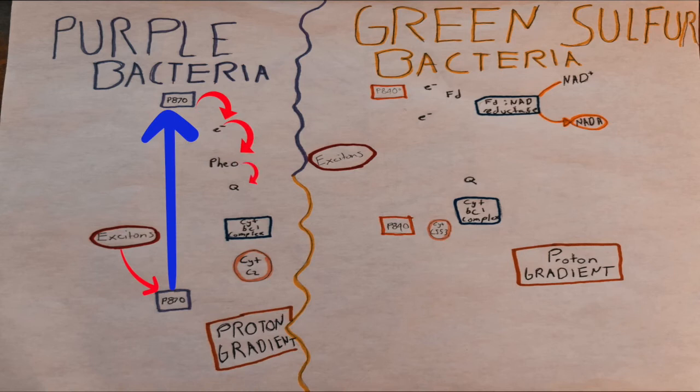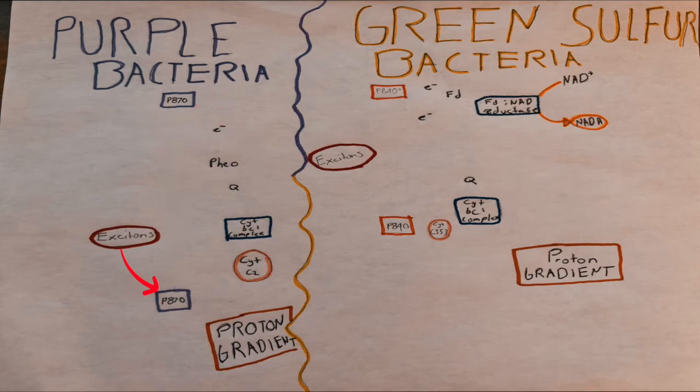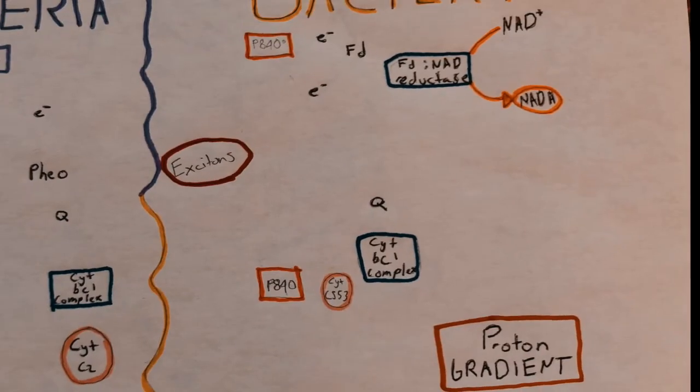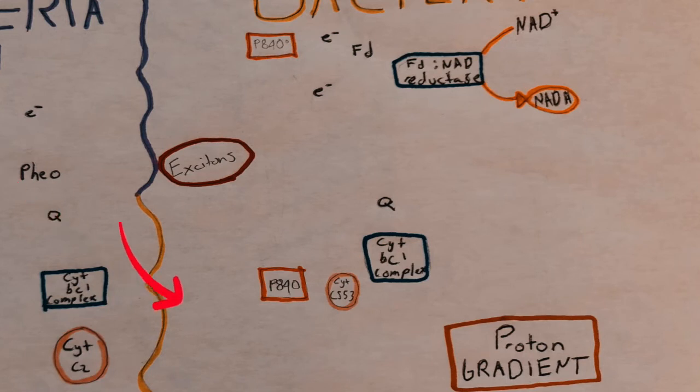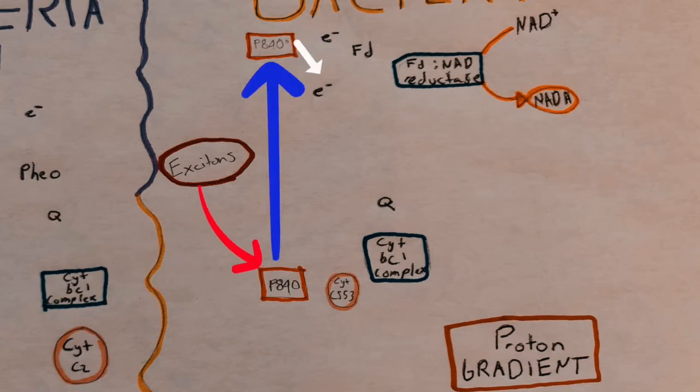Green sulfur bacteria have two routes for electrons, both driven by the excitation of P840. Electron transfer through this complex powers the proton transport and creates the proton motive force used for the synthesis of ATP, just as in purple bacteria and in the mitochondria.